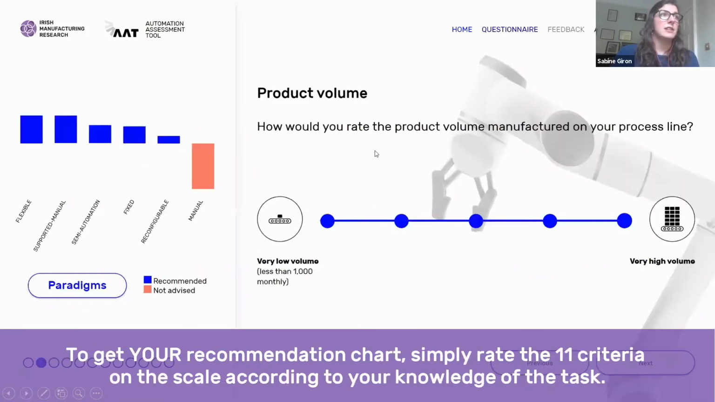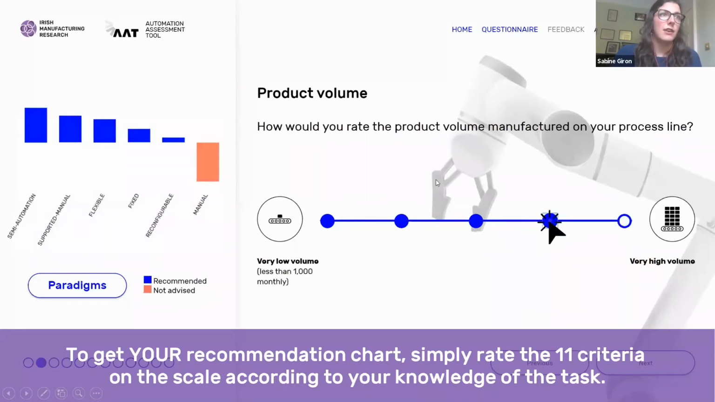The user is then asked to rate each of these criteria on a 5-point scale. For example, here on product volume, you rate between very low volume and very high volume. There's more information available on clicking on the different points. And then by clicking on the different ratings on the scale, you have on the left-hand side the recommendation chart with the 6 different paradigms ranked in order of suitability.